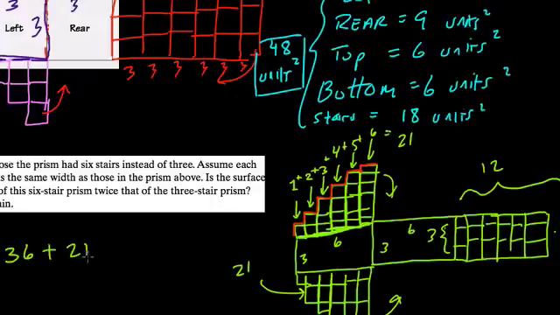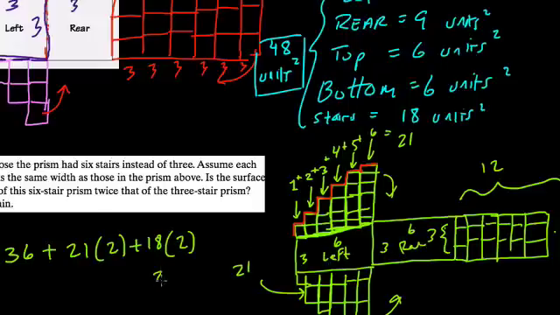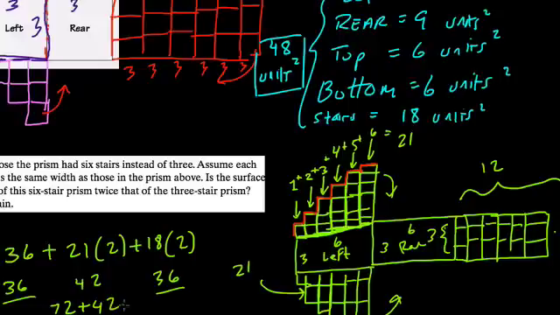Plus 21 times 2, the base and the top, plus 18 times 2, that's the left and the rear panels. So we have 36, 42, and 36. Adding them up, 36 twice is what? Well, it's 72. Plus 42, and what do we have? Well, 70 and 40 is 110, plus 2 is 114 square units here. So it's more than double, because before we had 48 units, double would be 96, except we have 114.